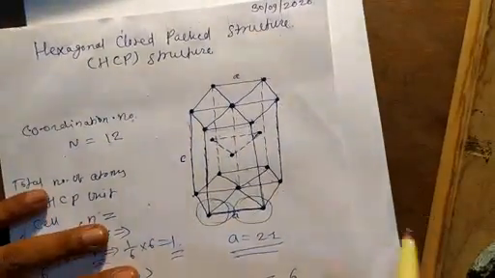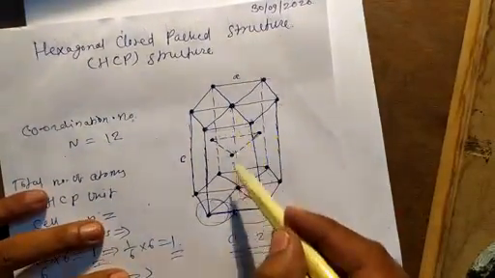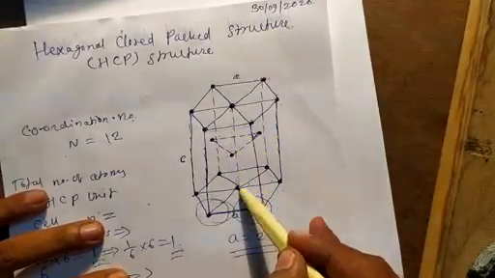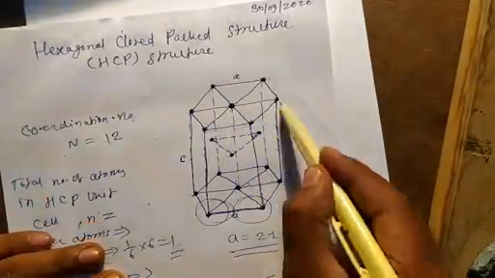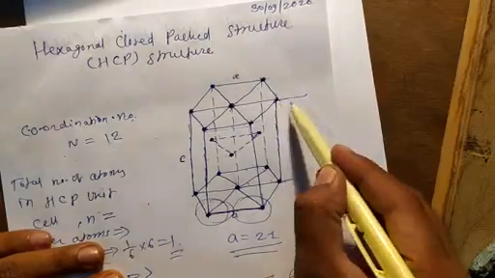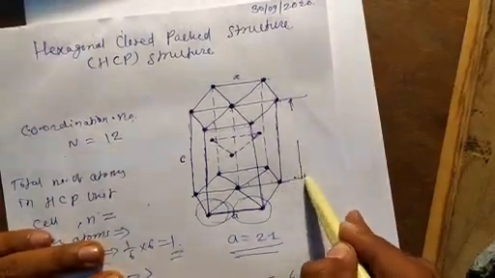Now let us consider this diagram. Suppose the height of this cell, the distance from this point to this point, is represented by C.